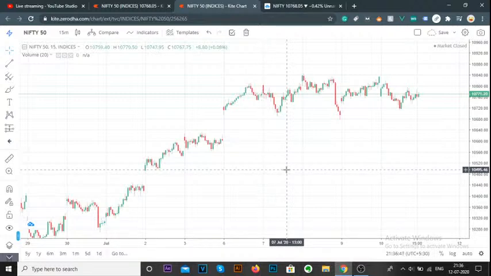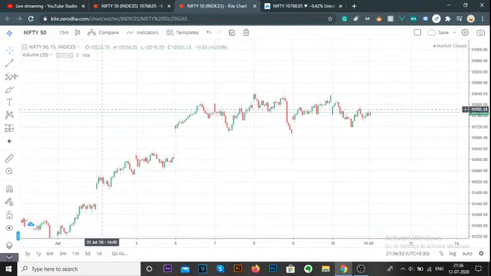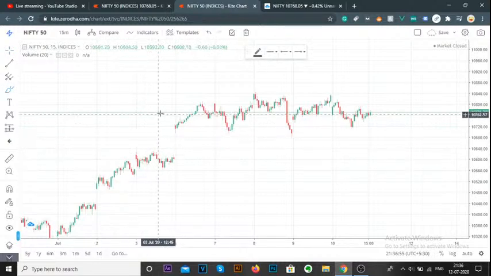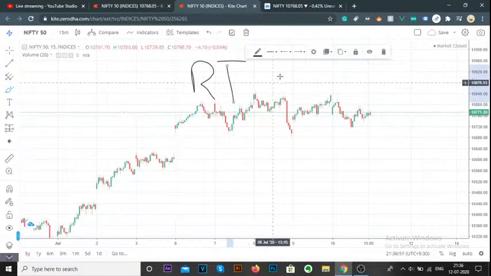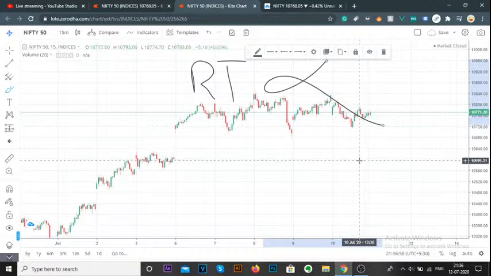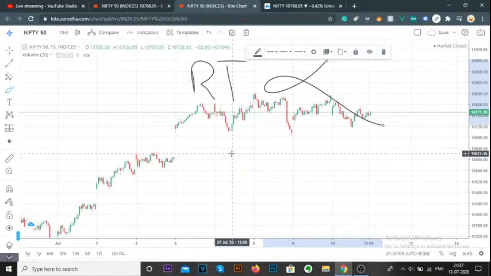Now, if most of the people fail, who is making money is the question, right? If retail traders are failing, then who is making money? Are the big players making money? Are the retail people who have huge capital to invest making money? No, the answer is no.